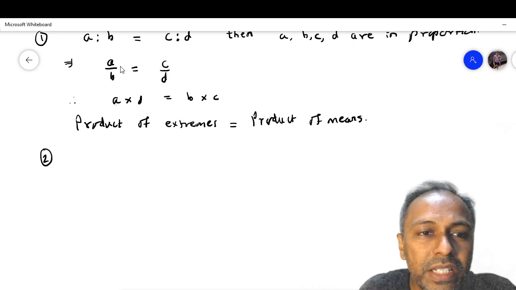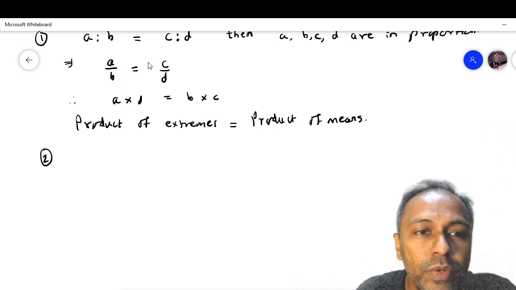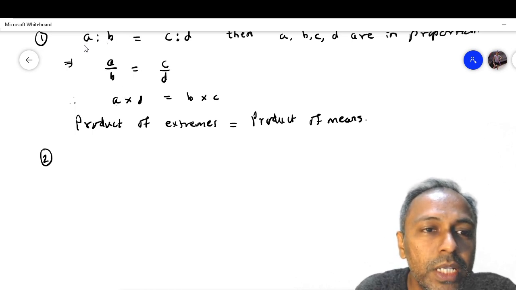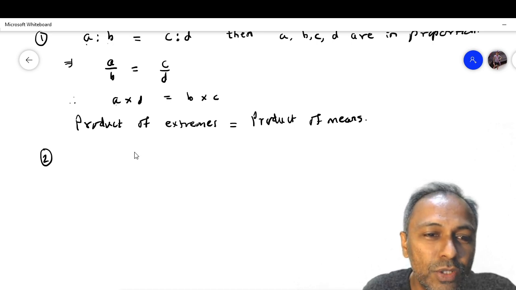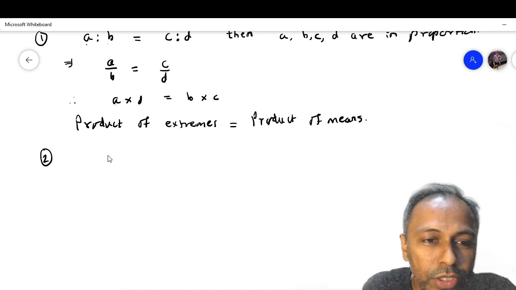Here A is called antecedent because it is the first term, and B is called consequent. So in any ratio A is to B, A is called antecedent, B is called consequent, in case you want to know about the terminology. Let us consider one more ratio.